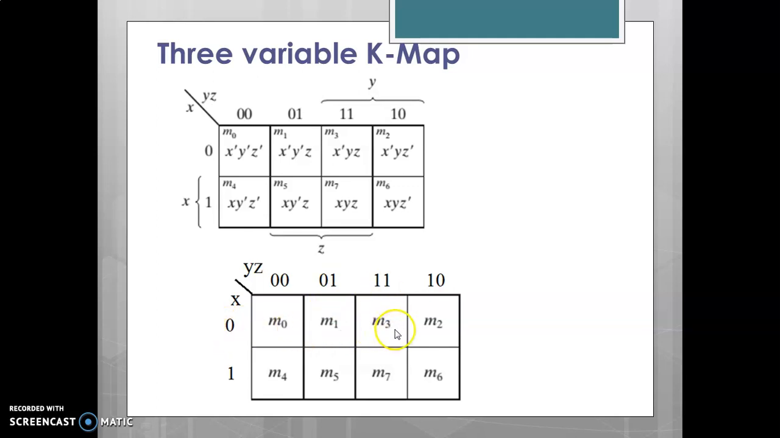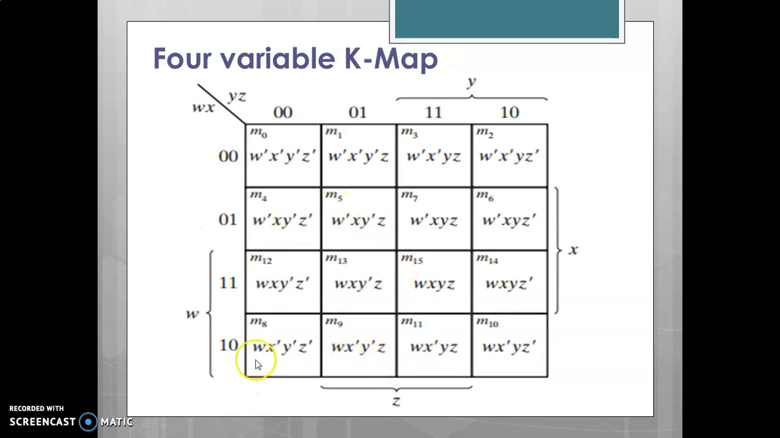So M3, 0, decimal equivalent of 0, 1, 0 is 2. So we write M2 here. Decimal equivalent of 1, 0, 0 is 4. So we write M4 here. Decimal equivalent of 1, 0, 1 is 5. So M5 is written here. Decimal equivalent of 1, 1, 1 is 7. So M7 is written here. And decimal equivalent of 1, 1, 0 is 6. So M6 comes here. So we have it like this: M0, M1, M2, M3, M4, M5, M6, M7.